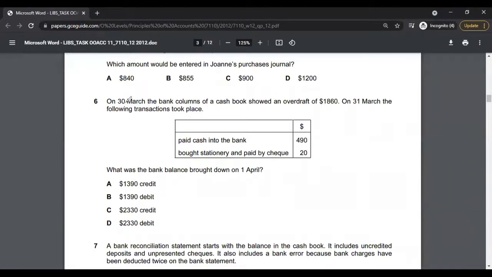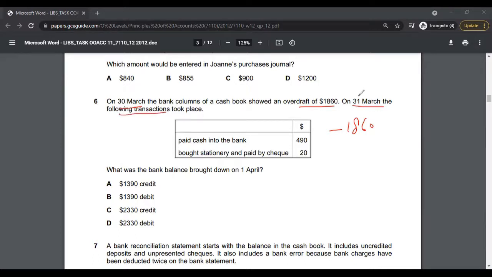Multiple choice 6. On 30th March, the bank columns of a cash book showed an overdraft of 1860, so basically negative 1860. On 31st March, the following transactions took place. So one day after 30th March, what was the bank balance brought down on 1st April, which is one day after 31st March?